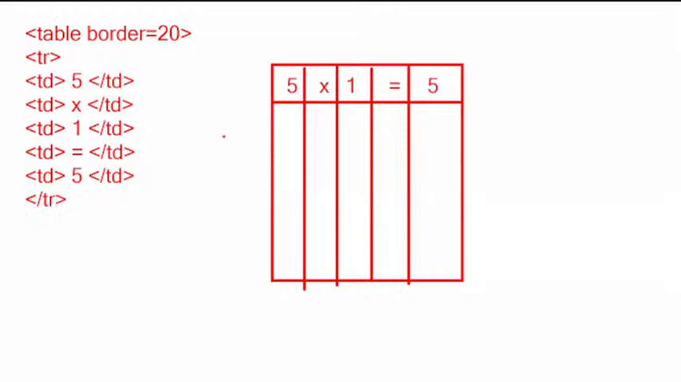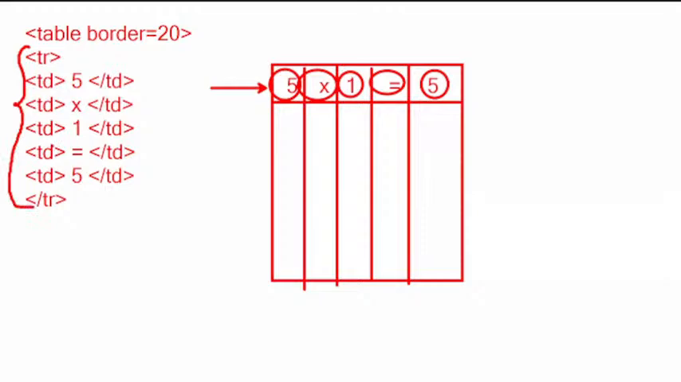Now you observe. Table border equal to 20. This table border, 20 pixels, I have given. TR, it is the first row. In the first row, it is one cell, TD. Again, second cell, third cell, fourth cell, fifth cell. That row is completed. This is for the first row.